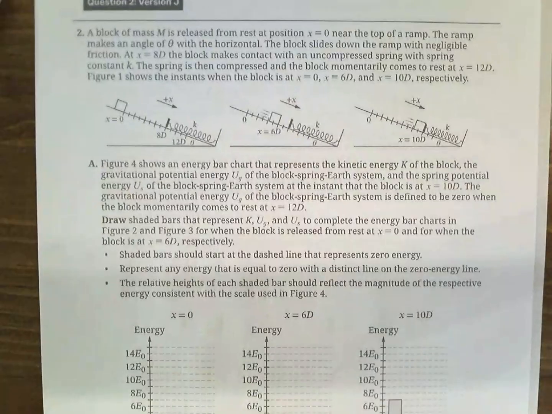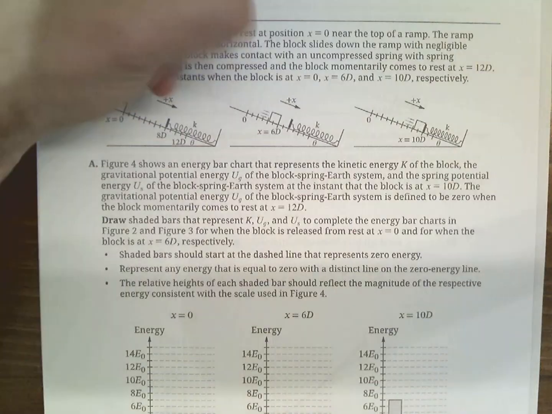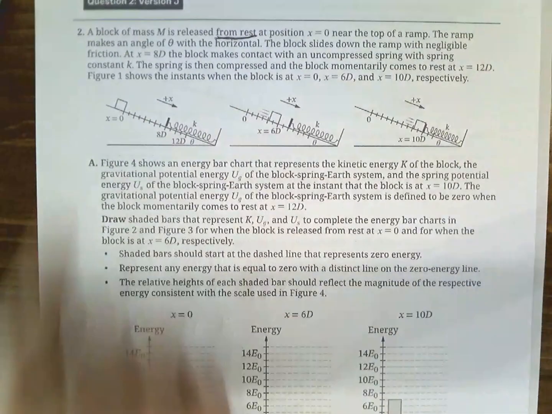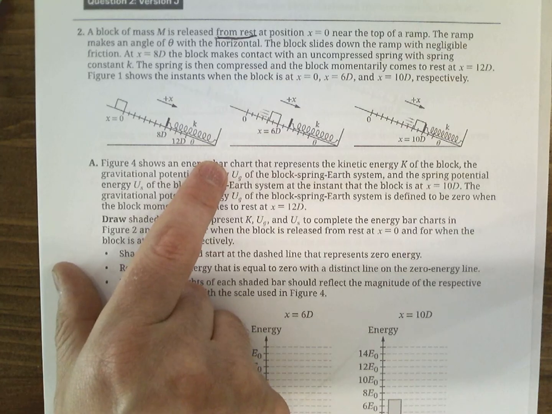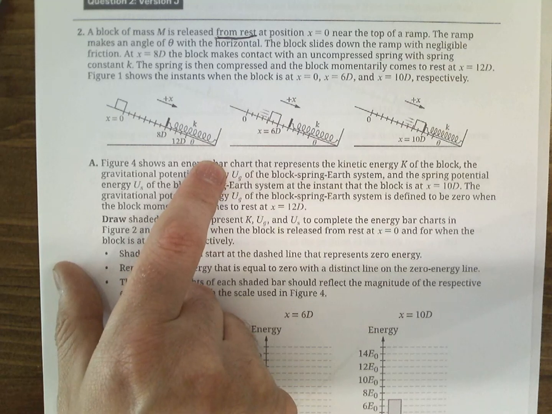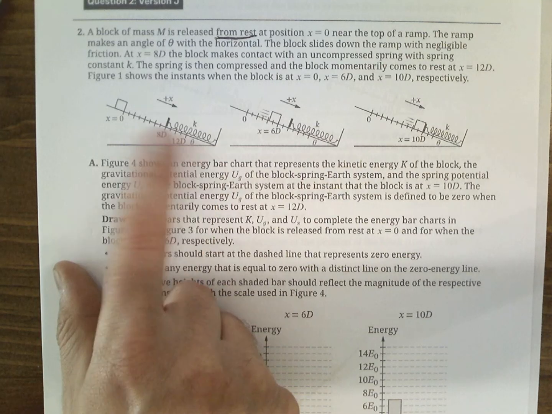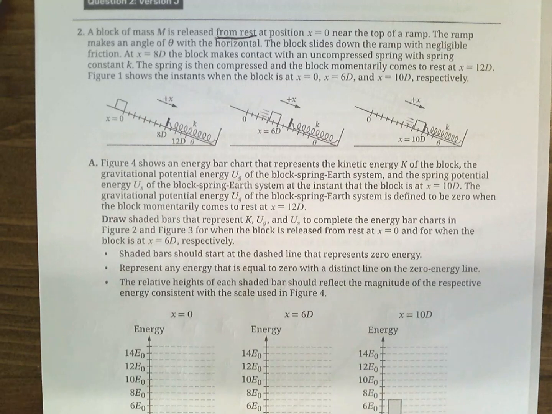Problem 2 has a block of mass m released from rest at a position x0, measured from the bottom of this ramp, along the ramp. The ramp makes an angle of theta with the horizontal. The block slides down the ramp with negligible friction. At x equals 8d, we're measuring these little increments in terms of d. After 8 of those d's, it makes contact with an uncompressed spring with spring constant k. The spring is compressed, and the block momentarily comes to rest at x equals 12d.